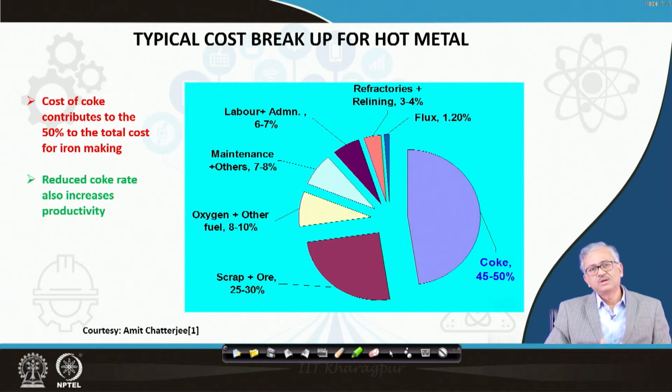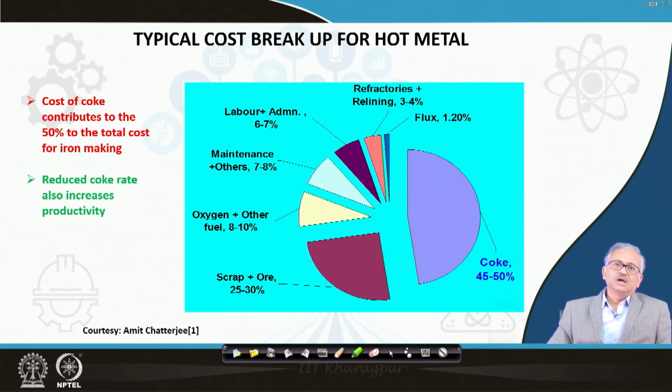The cost of the coke is the major part of the iron making, because the coke is made from a special grade of coal called the coking coal, and the coking coal is very scarce. Only in the world, very few places have coking coal reserves. In India it is very rare, and only in the Raniganj and Jharia area you have a certain amount of coking coal. Most of the coking coal is imported from Australia. Okay, so that is why coking coal is very costly.